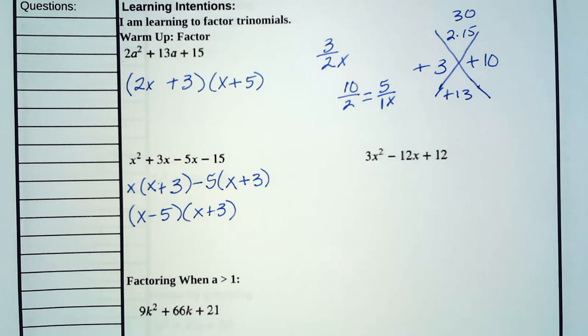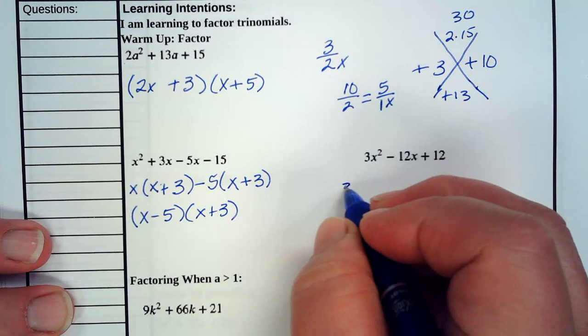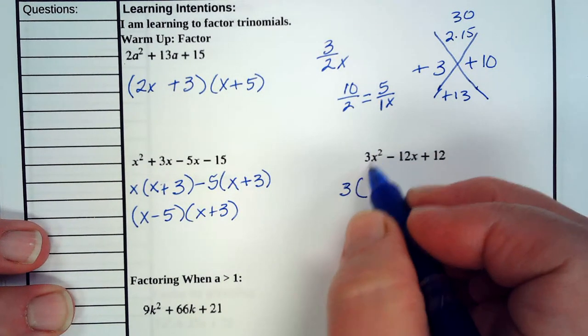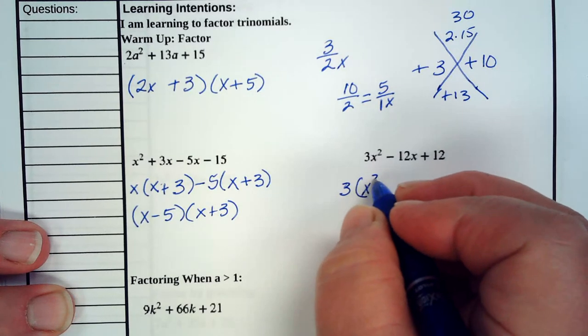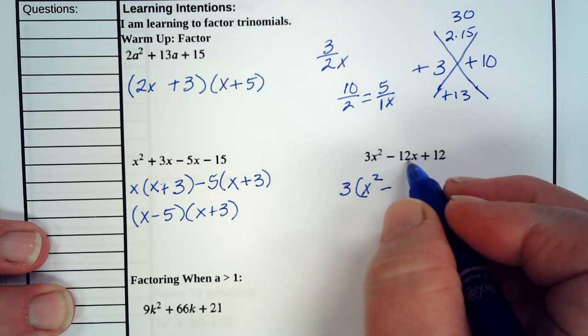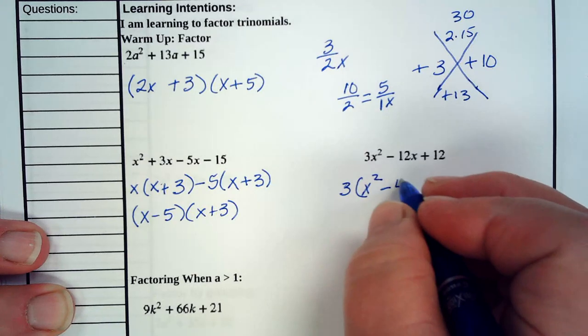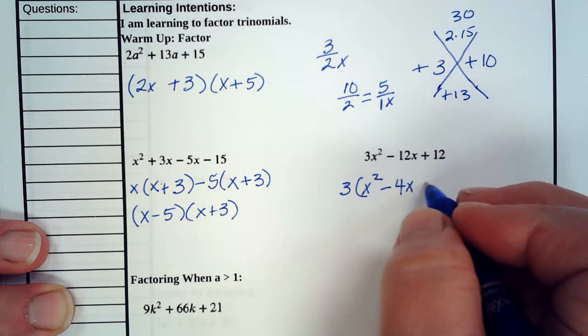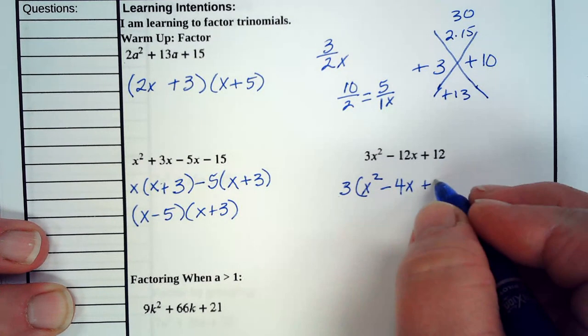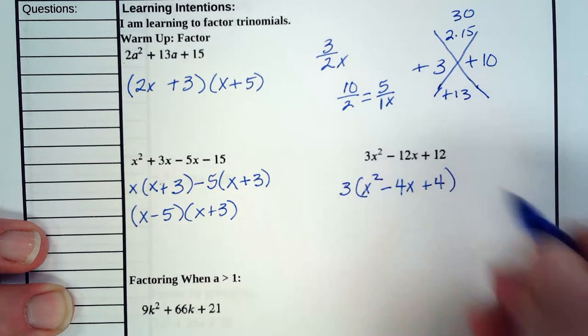On the next one, can we factor out a greatest common factor? Yeah, we can. We can factor out a 3. So, 3 times 3x squared divided by 3 is x squared. Minus 12x divided by 3 is 4x. Plus 12 divided by 3 is 4.